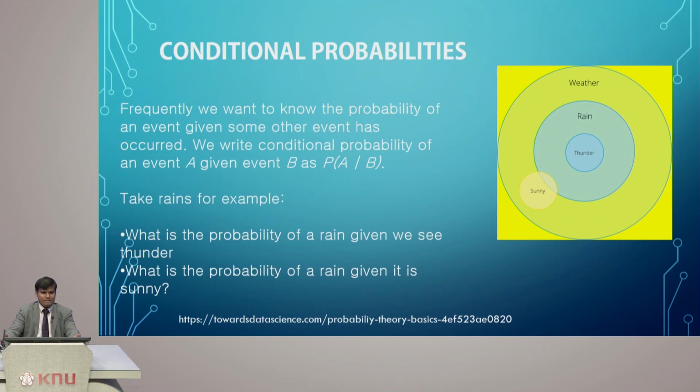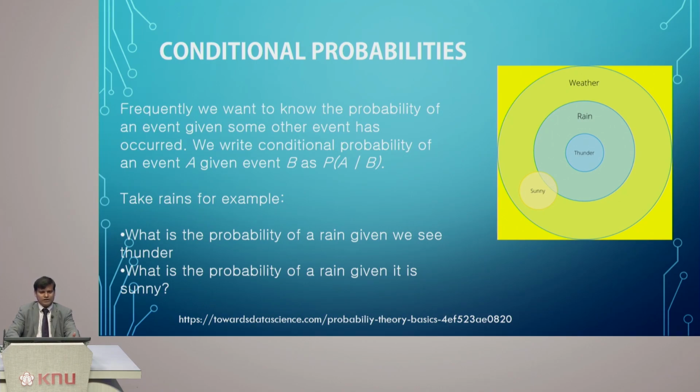As you can see, the probability of rain given we see thunder is almost 1. Whenever there is thunder, it seems that it's raining. And the probability of rain given it's sunny, again, is not that likely, but you can see there is a very slim chance for the weather to be sunny when it's raining.